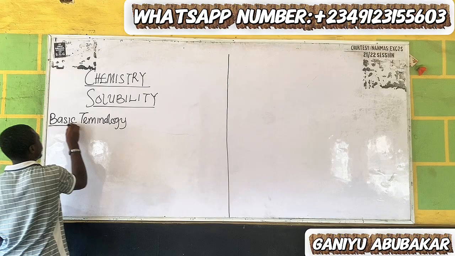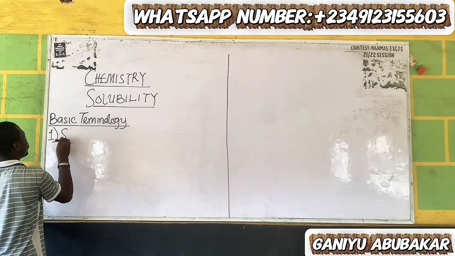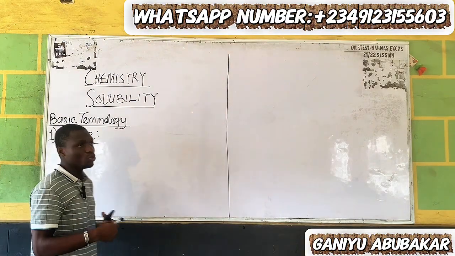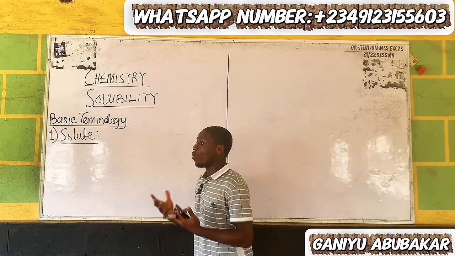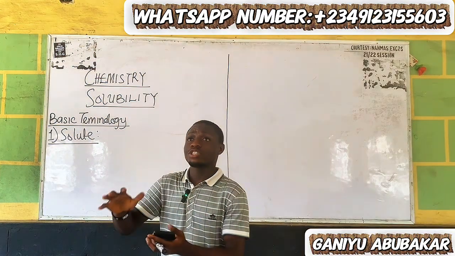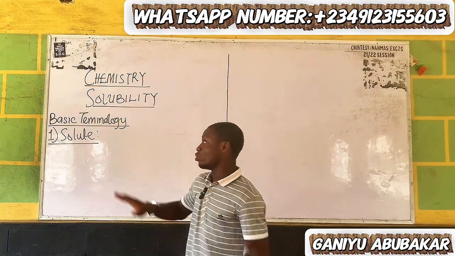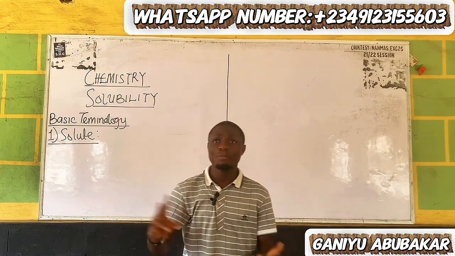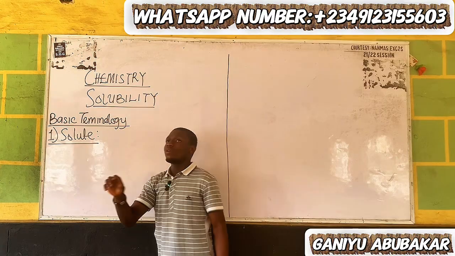In the study of solubility, number one is called the solute. When it comes to solubility, the rate at which we check the dissolving of a substance in another substance is solubility. But what is a solute? There are two substances that combine to form a solution, right? So what is a solute?